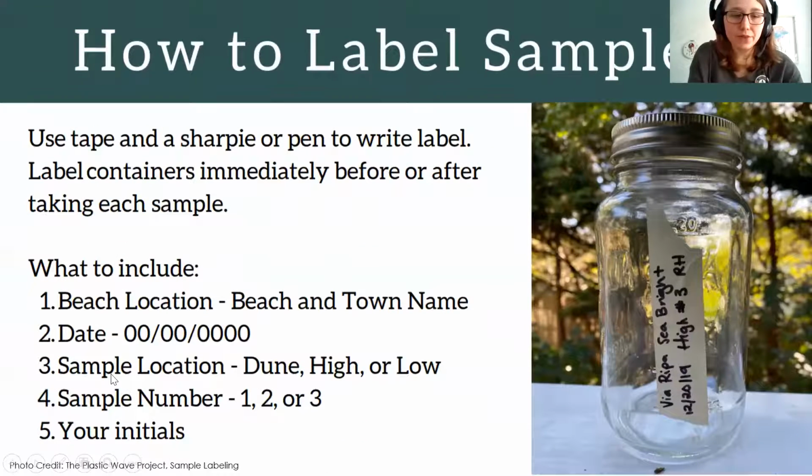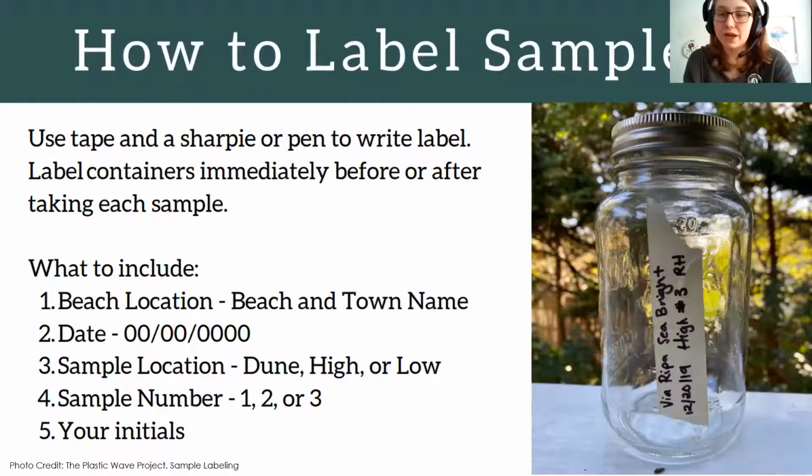And so how to label them, what you'll do is you'll take some tape and you'll put it on your jar. And things you need to include on there, your beach location. So maybe you went to Island Beach State Park and you'd put Island Beach State Park and the beach you went to in there. Then you'll put the date, so whatever day you went out and you sampled. Then you'll put whether it was at the dune line, high tide or low tide line. And you'll put whether it's sample number 1, 2, or 3. You just want to be consistent in your labeling, and then you just put your initials on there. So that's how you would label each jar.